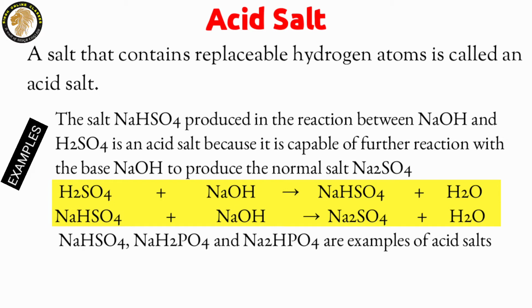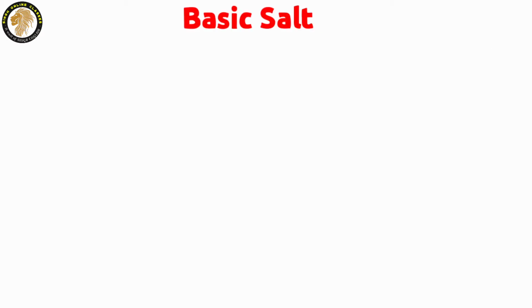Now see, the same sodium hydrogen sulfate again reacts with sodium hydroxide. As a result we got Na2SO4. There is no hydrogen atom. That is why in the first case, there is a single hydrogen atom present, so it is said to be acid salt. And in the next step, there is no hydrogen atom. That is why it is said to be normal salt. Now move on to basic salt.